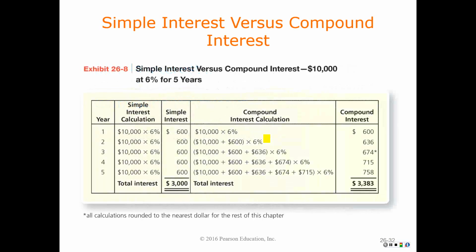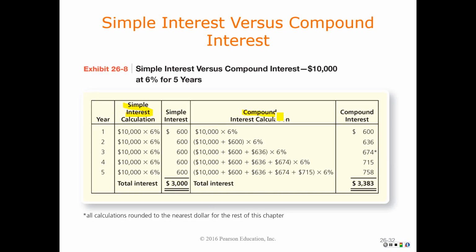Let's take a look at an example. If we have simple interest, I've invested $10,000. This is our P for principal at 6%. This is our I for interest, and for 5 years, this is our N for time. So if I have $10,000 with a simple interest calculation, it is simply $10,000 times 6%. I will generate interest of $600 a year, and if I do that for 5 years, that's $3,000 worth of interest.